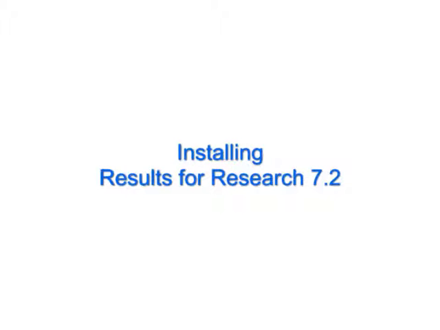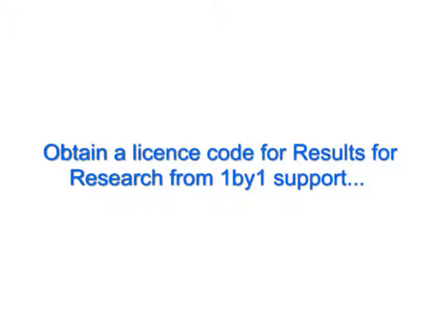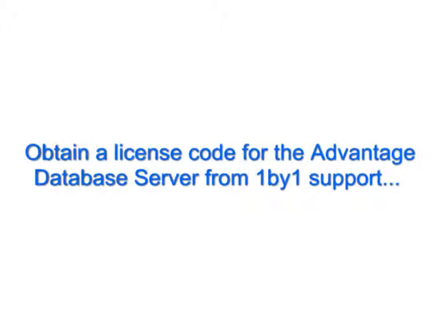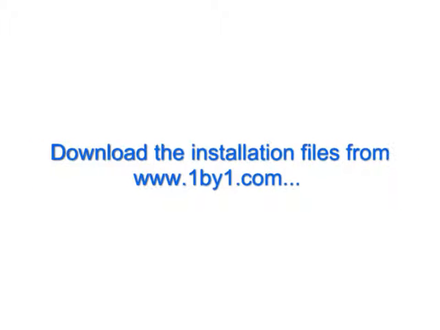There are a few things we should have to hand before installing Results. Contact 1x1 technical support to obtain a license code to download and install Results for Research. If you don't already have one, contact 1x1 support to obtain a license code to activate the Advantage database server. You're now ready to download the Results for Research 7.2 installation files from the 1x1 website.